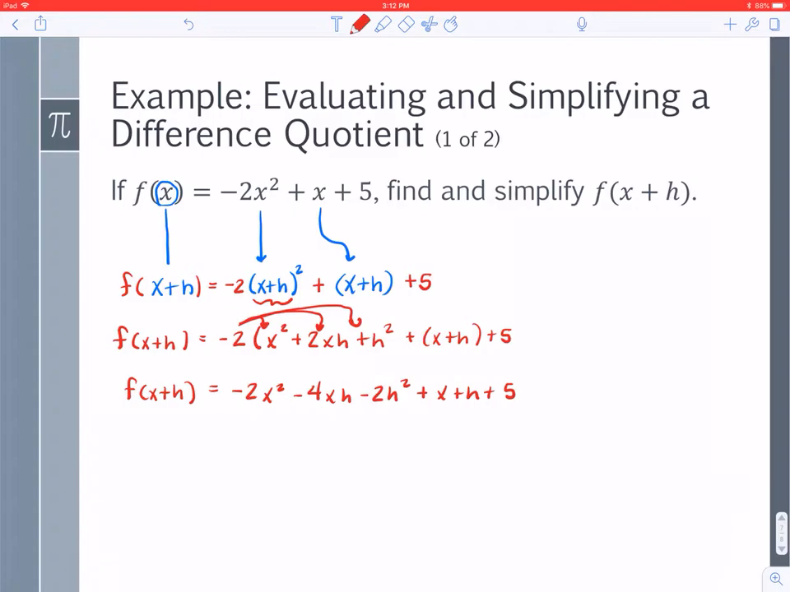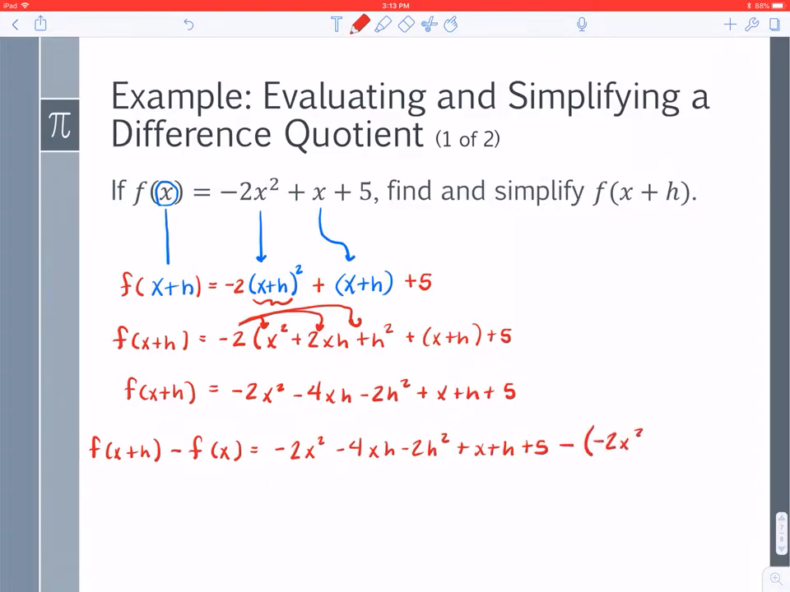So now I'm going to take the f of x plus h, so that long expression there, and I'm going to subtract the original function. And if I do this correctly, it should work out very nice. We should get rid of the x squared term, we should get rid of the x term, and we should get rid of the constant. Let's see what happens. So I have negative 2x squared minus 4xh minus 2h squared plus x plus h plus 5. And I'm going to subtract from it the original function, which is what?